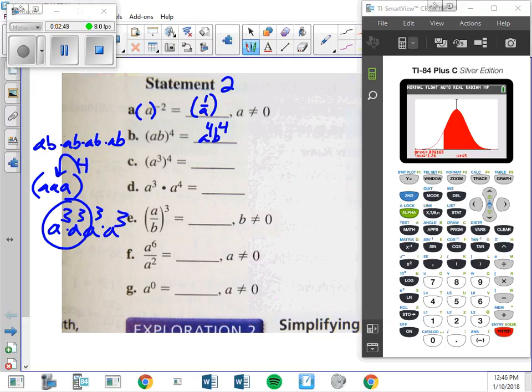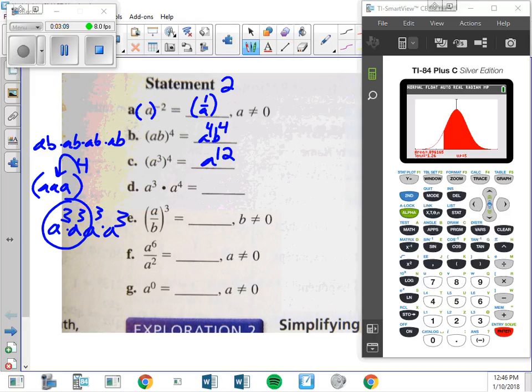And now what do I do with all those 3's? Add them all together, and I get 12. So this would be A to the 12th. That's raising a power to a power. Now what's the shortcut? Multiply the 3 and the 4 together. Okay, and so that's really important.